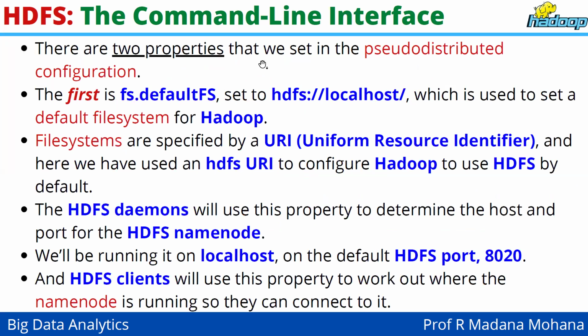There are two properties that we set in the pseudo distributed configuration. The first is fs.defaultFS, set to an HDFS URL under localhost, which is used to set a default file system for Hadoop. File systems are specified by a URI, Uniform Resource Identifier. And here we have used an HDFS URI to configure Hadoop to use HDFS by default.